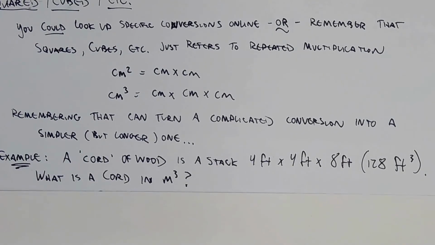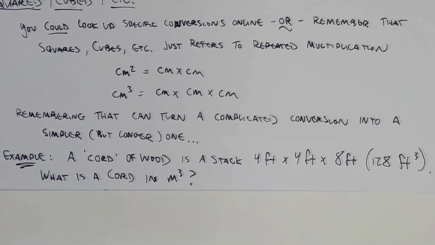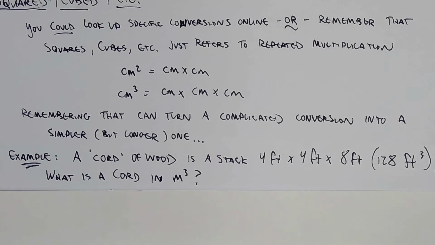Let's take a look. If you are into fireplaces and stuff, you might know what a cord of wood is. I don't know where the term cord comes from, but it is a stack of wood that is 4 feet by 4 feet by 8 feet. And again, this is American measurements here. And so if you take 4 times 4 times 8, that's 128 cubic feet. And that's how you buy wood. Or you can buy like a quarter cord or half a cord and stuff like that.